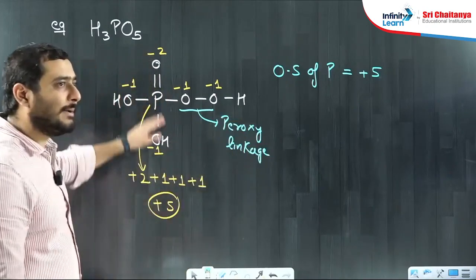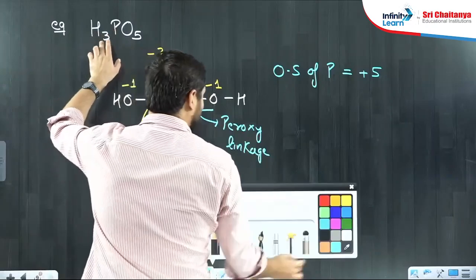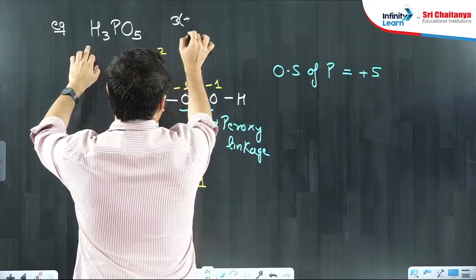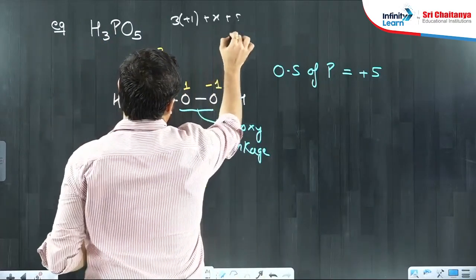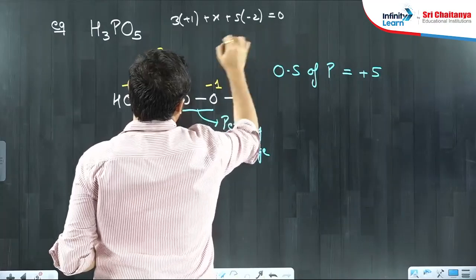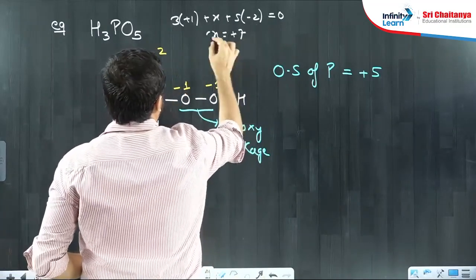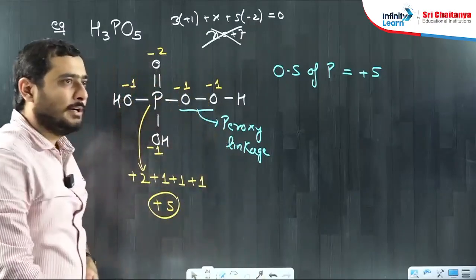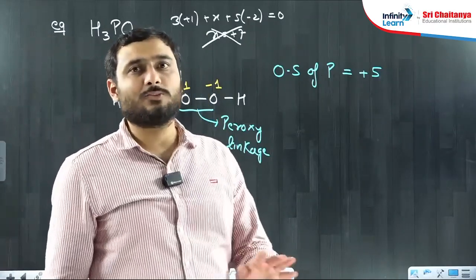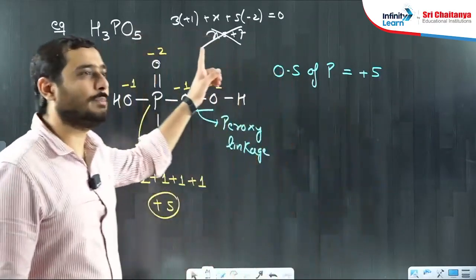So when you calculate by this method, for example, for hydrogen, 3 into +1 plus x, 5 into -2 is equal to 0. What do you get here? x is 10 minus 3, that is +7. But this is also not possible, because the maximum oxidation state of phosphorus is +5. It can never show +7.